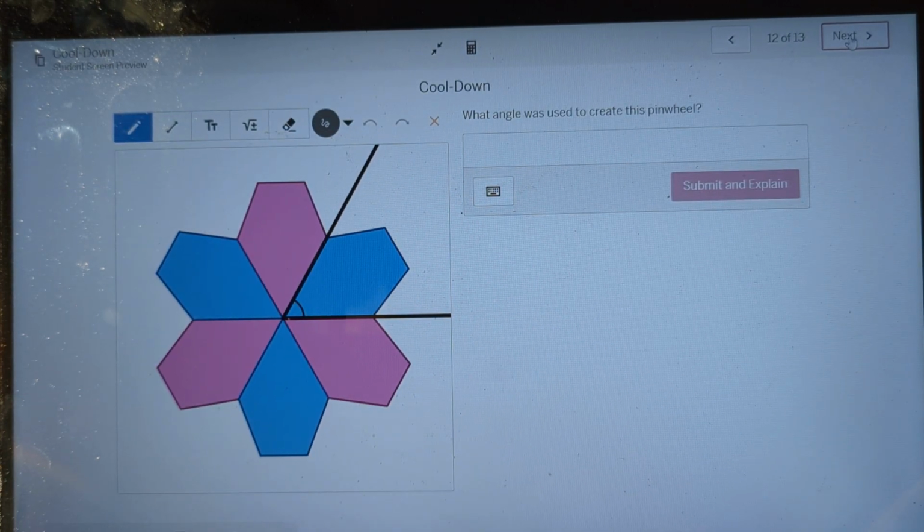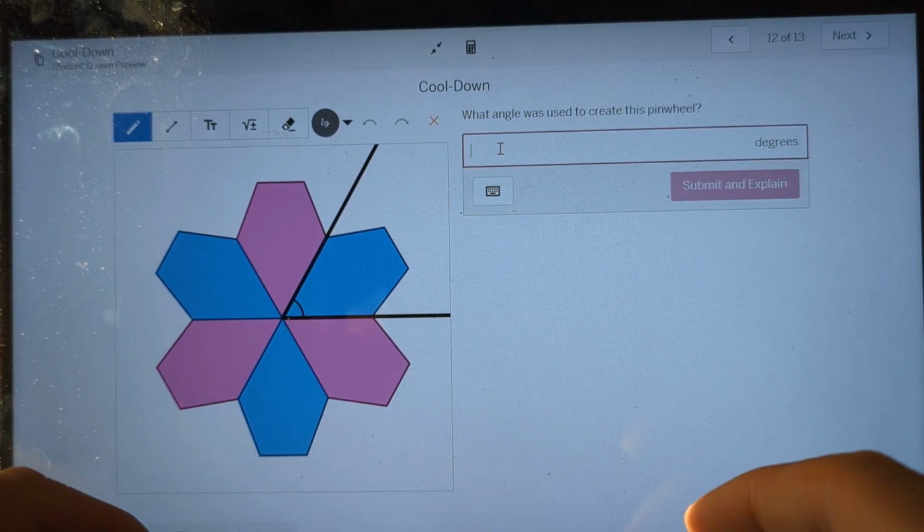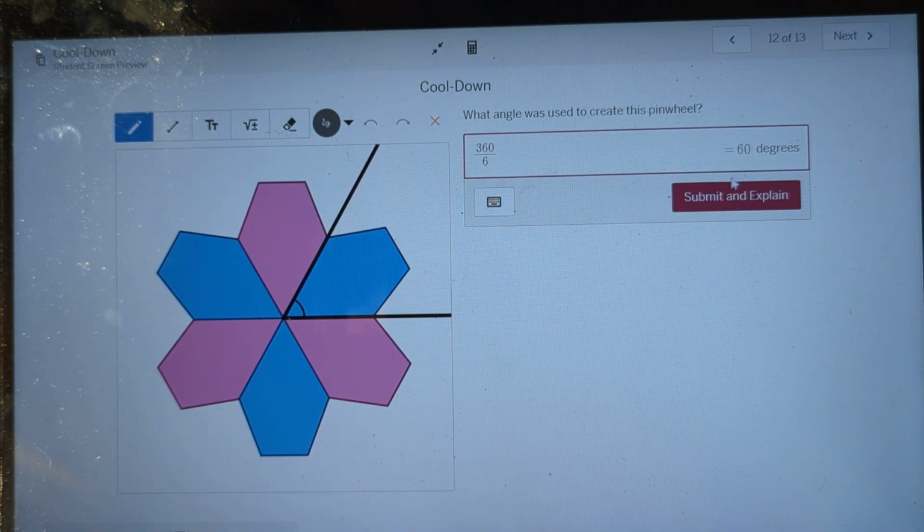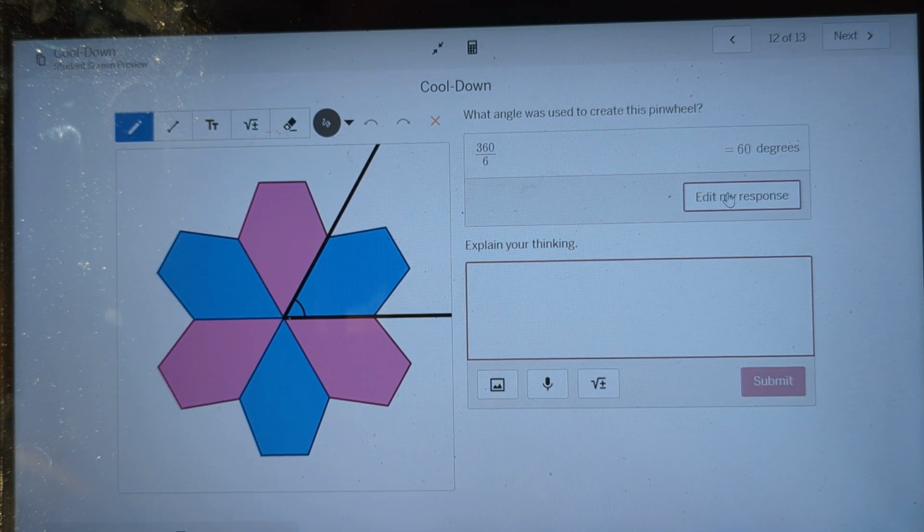And to cool down, what angle was used to create this pinwheel? Now we all know that's going to be simple as pie. Why? 1, 2, 3, 4, 5, 6. We'll take 360 divided by 6, and we get 60 degrees. Therefore, explain your thinking. We just used 360 divided by the amount of petals or leaves on the pinwheel, and we ended up with 60 degrees. And there you go. And that's our cool down.